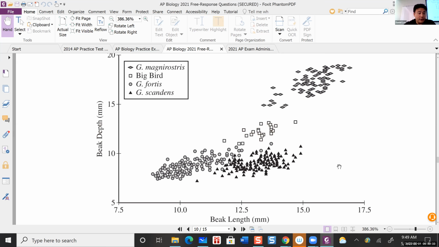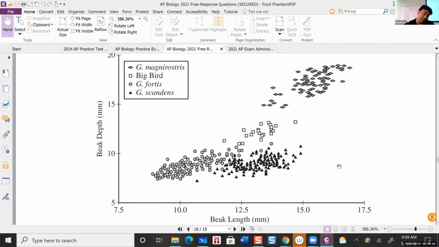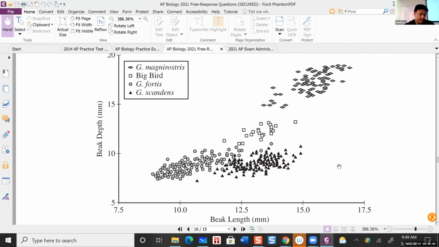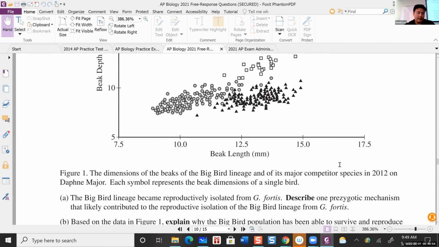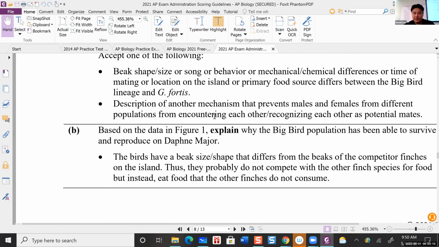So based on the figure, you can say that based on the data, the big birds have unique beak depth, right? Unique beaks, if you don't want to talk about the beak depth. But it's the depth of the beak that's unique, right? That allows them to specialize in a certain type of food, and without being outcompeted by others. And this gives them the ability to survive and reproduce, all right? So let's look at what the answer key says. It should be something similar.